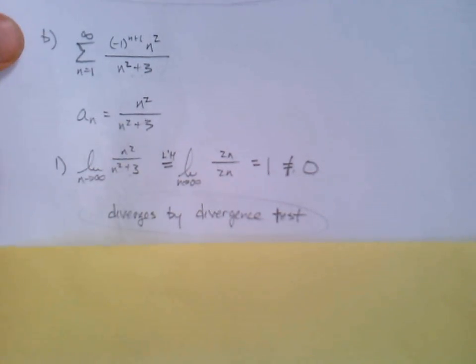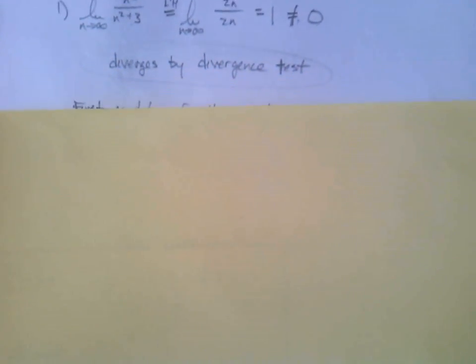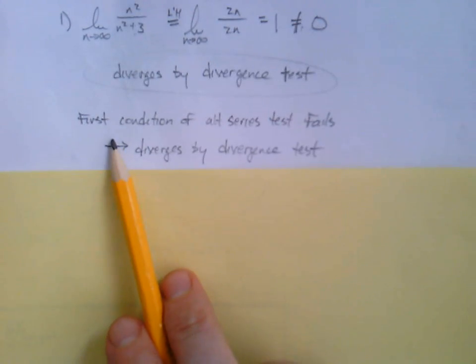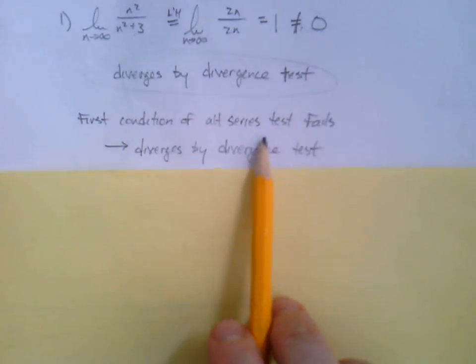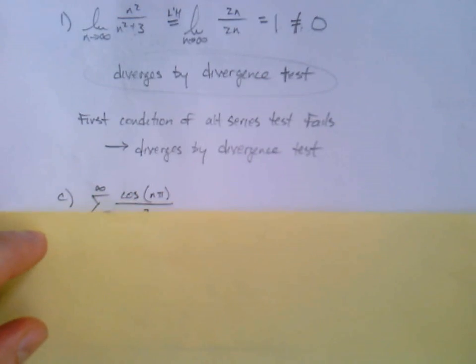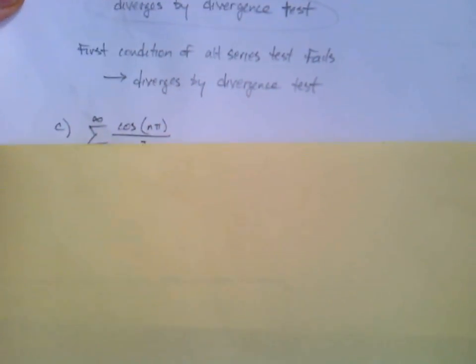That's great news. Okay, I've got one more for us. And then I make this note. Oh yeah, that's nice. Just keep that in your pocket. If the first condition of the alternating series test fails, immediately we can say the original series diverges by the divergence test, because that is the divergence test, right?